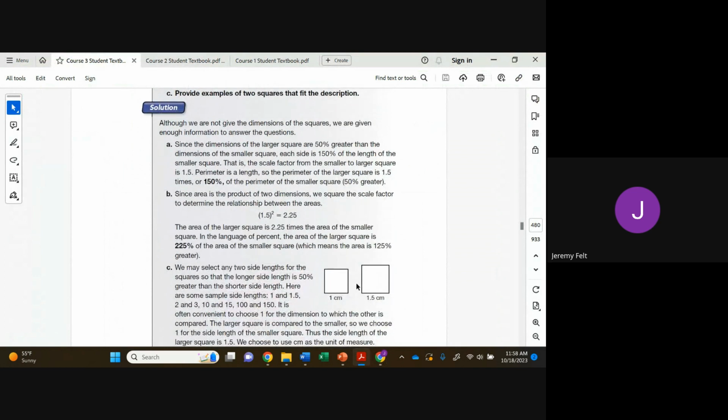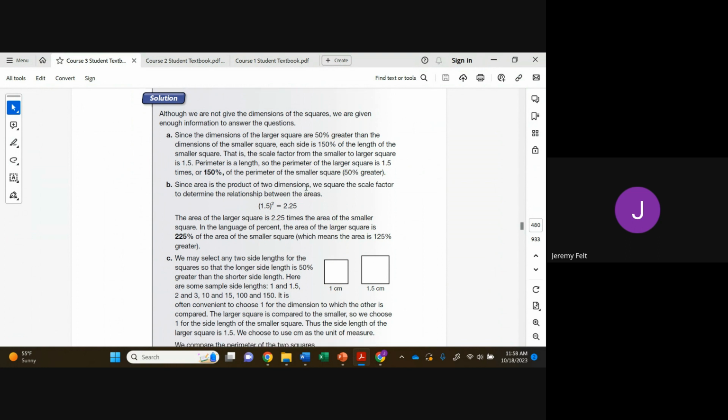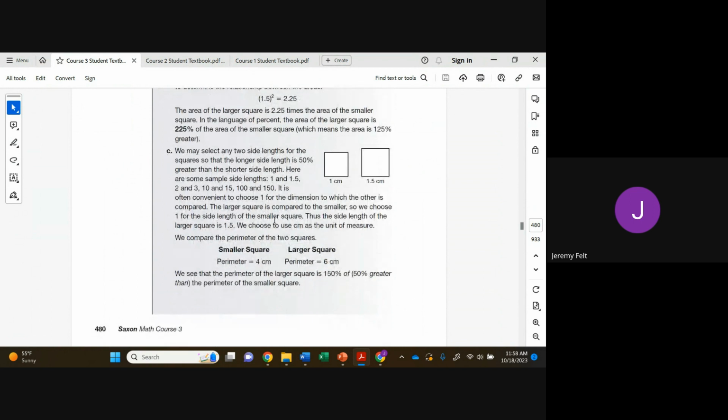Okay, and that's what it shows down here. They used a similar square, and let's say you did start with 2. Then you do 2 times 1.5, and that would be the new dimensions. I just picked 1 because doing 4 times 1 and 1 squared is pretty simple, but it still illustrates the point we're talking about. So 50% greater means 150%. Perimeter went up by 150%. The area went up by 225%, or 2.25, because that is our scale factor squared.